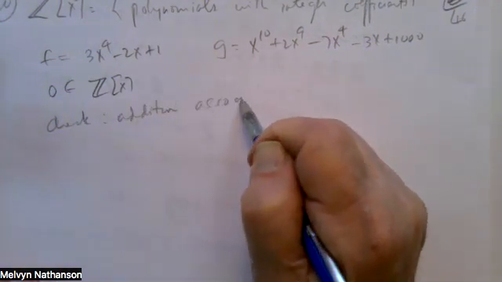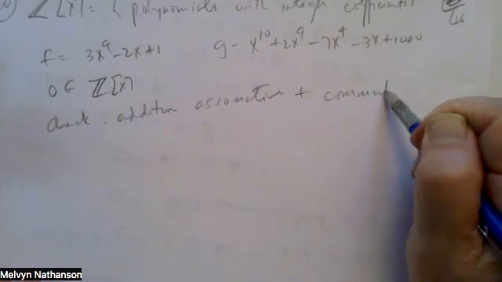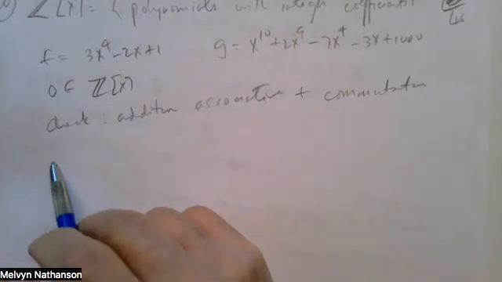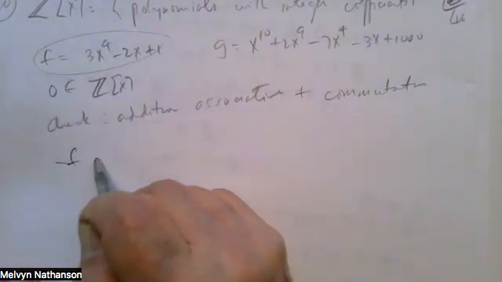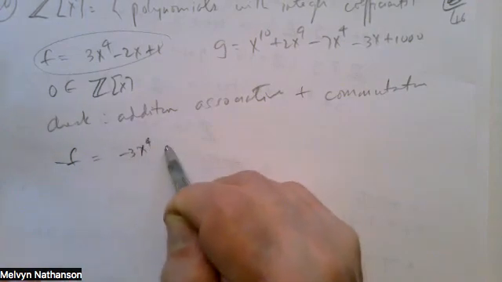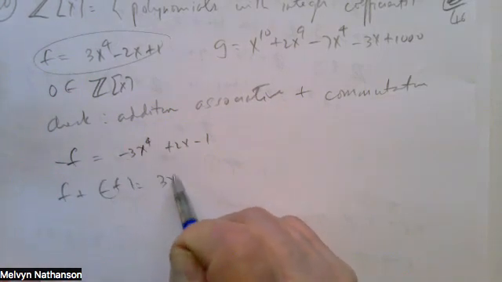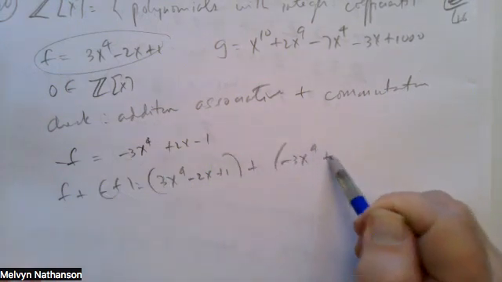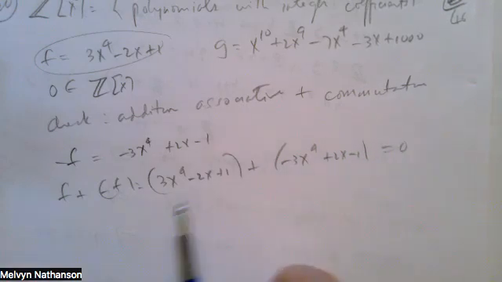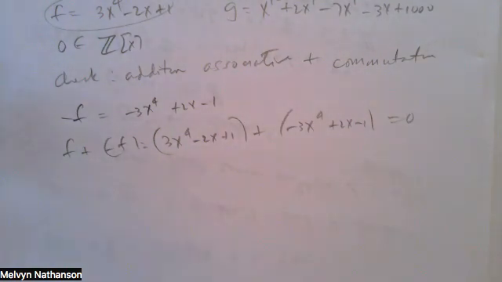Addition of polynomials is associative and commutative. And the inverse of a polynomial is, for example, if this is f, minus f is minus 3x to the 4th plus 2x minus 1. So f plus minus f is 3x to the 4th minus 2x plus 1 plus minus 3x to the 4th plus 2x minus 1, and when you add, you get 0. So this is pretty straightforward, just check that this is an additive abelian group.